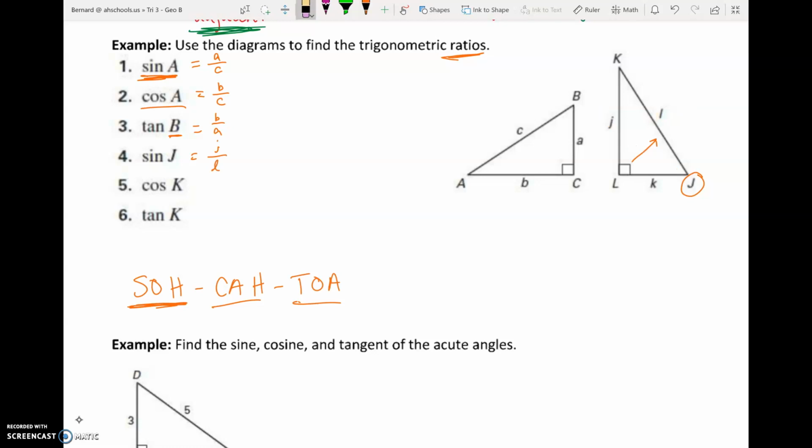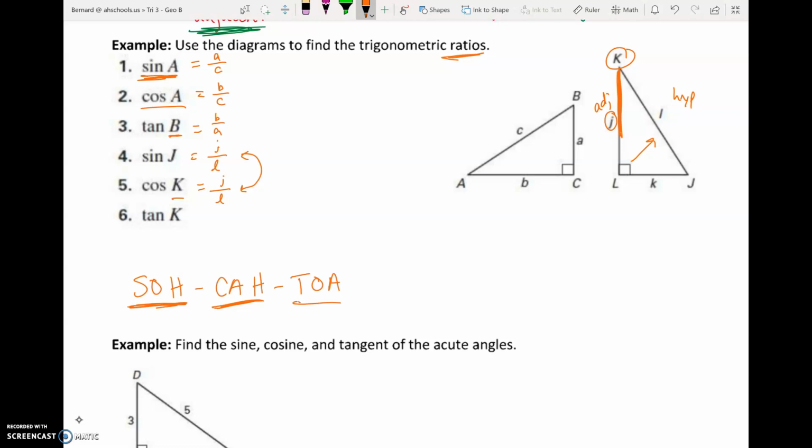All right, now let's go to the cosine of K, it says. So let's find angle K. Cosine is CAH, adjacent over hypotenuse. So adjacent is the connecting side. It's little j, and then hypotenuse is across from our 90. And so what you'll see here is the cosine of K is also little j over L. And I want you to take a look at the sine of J and the cosine of K. In this example, they came out as the exact same fraction. And that's crucial, and that happens a lot.